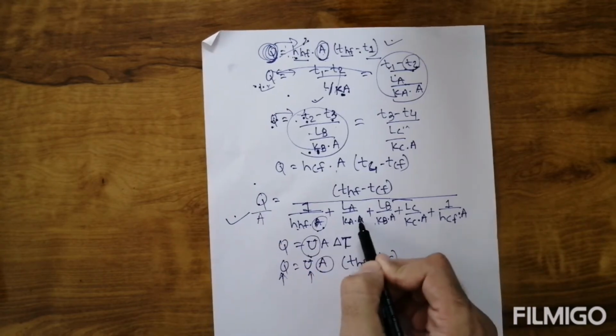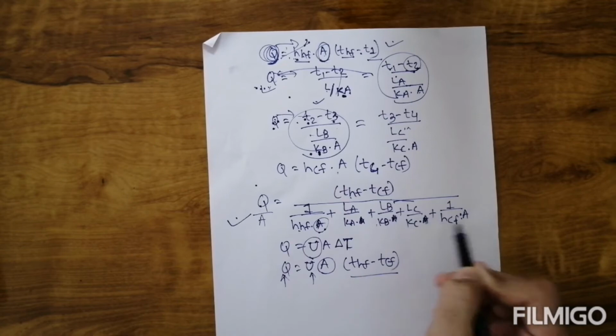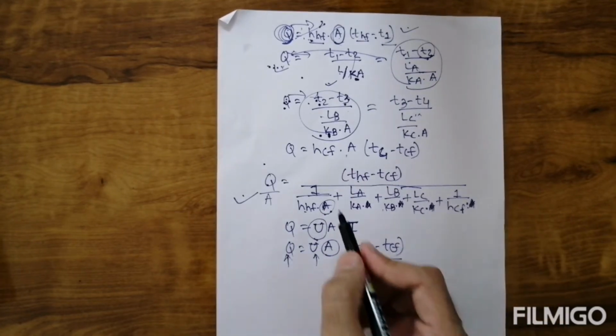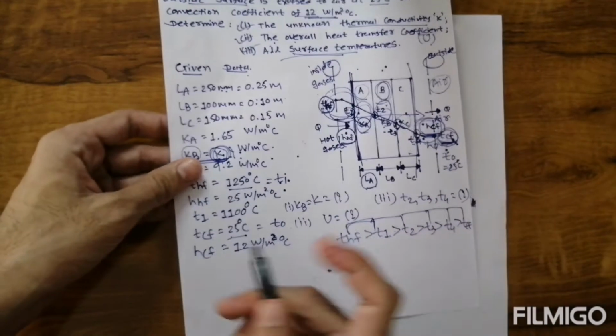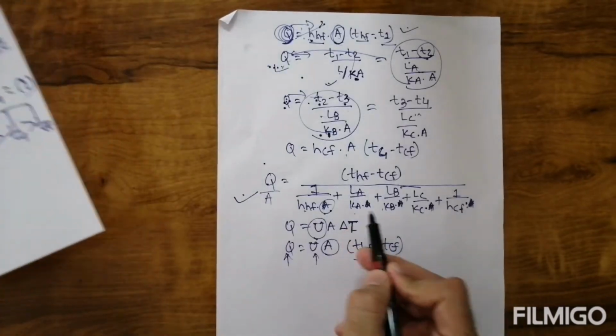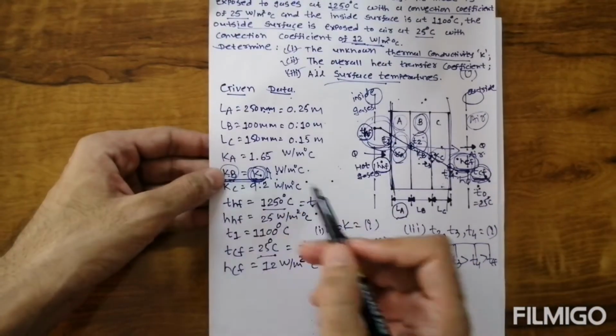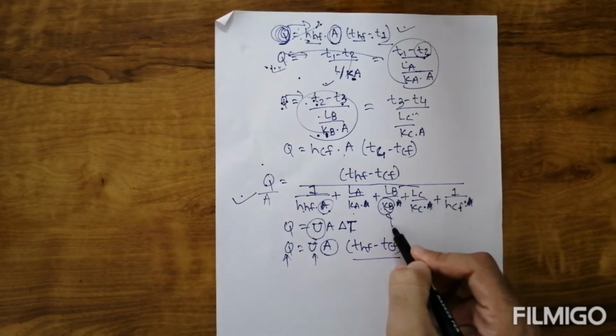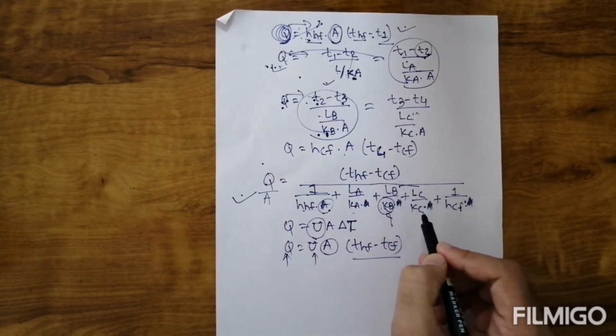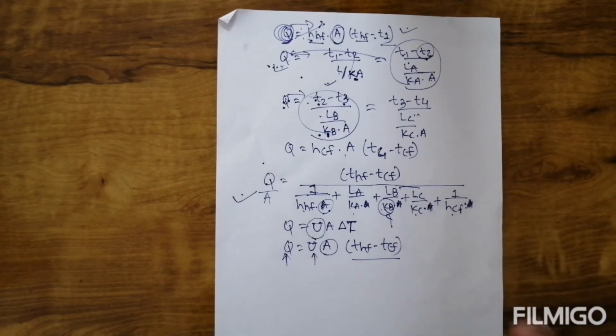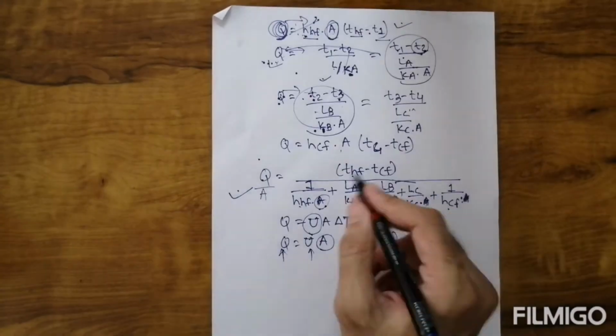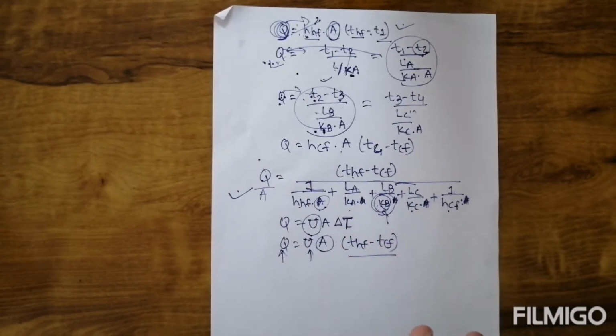We are just taking area common, and Q by A will be considered, because we are just finding out Q by A. Now 1 upon HHF, HHF is given. LA, KA, LB, KB. KB is unknown here. KLB, KLC, KC, 1 upon HCF, all values are given. We can find out KB from that equation.